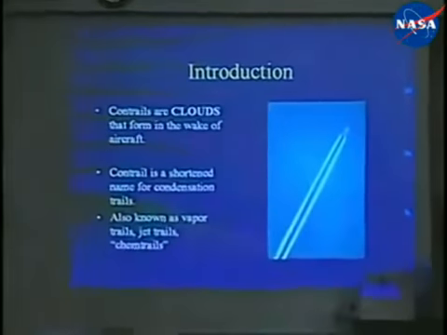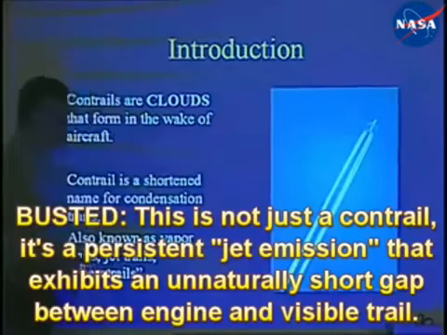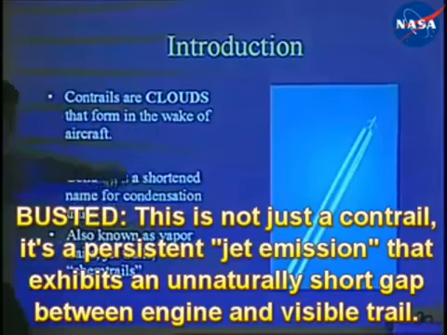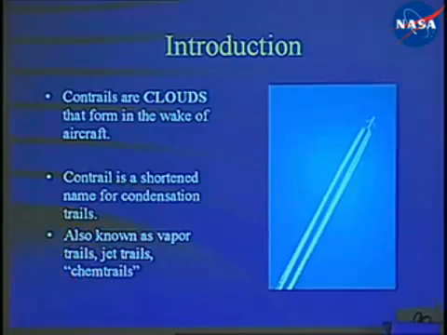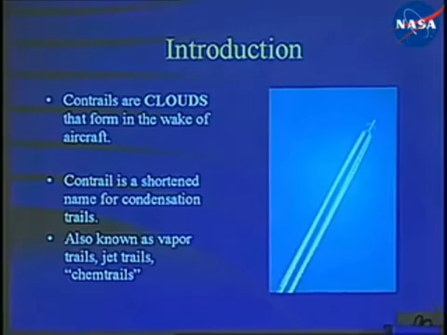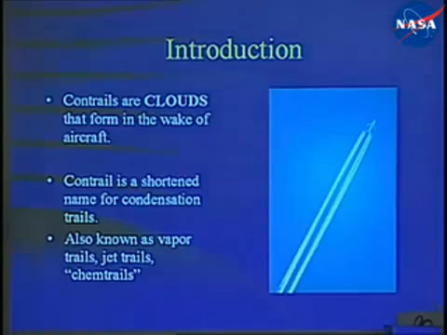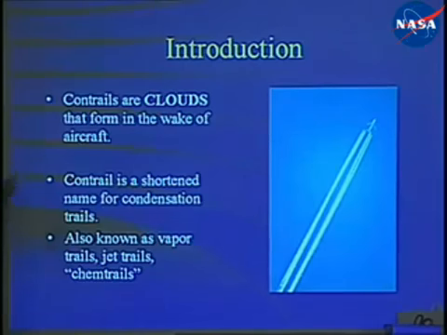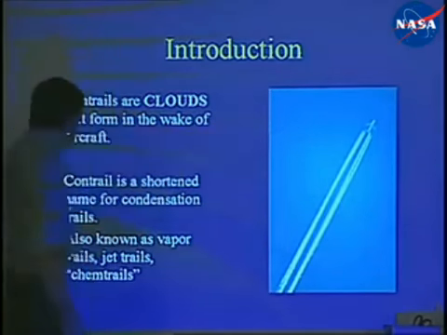A simple definition of a contrail is a cloud that forms in the wake of an aircraft. More specifically, this cloud is a water cloud, so it's either composed of water droplets or ice crystals. The term contrail evolved sometime around World War II, and it's a shortened version of the name condensation trails. What is happening here is that the exhaust gases, water vapor from the engines of the aircraft, are condensing. That is, they're changing from an invisible gas, water vapor, into a solid form, that is, the ice crystals.